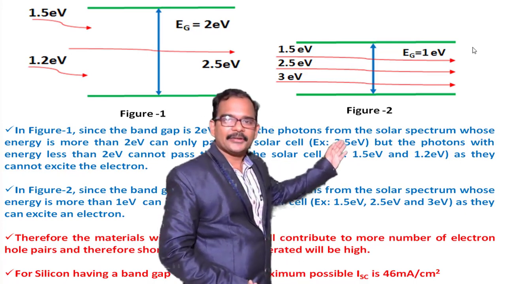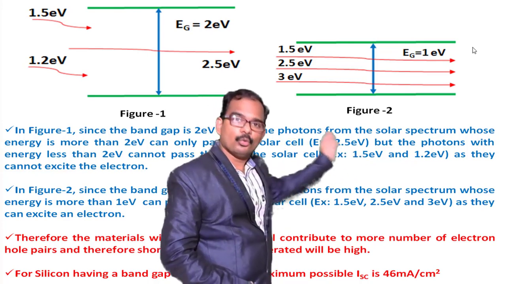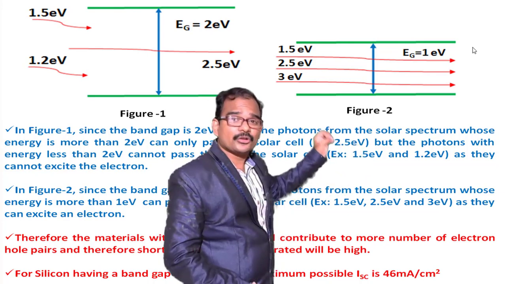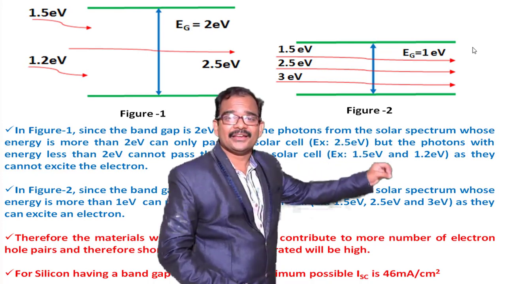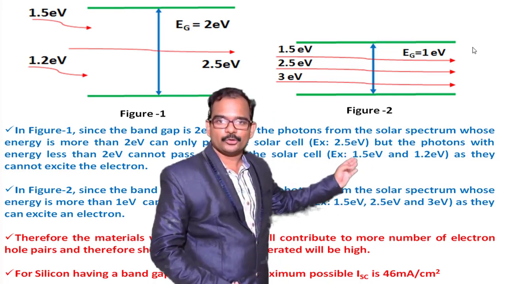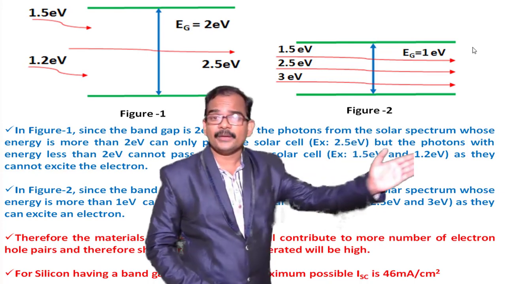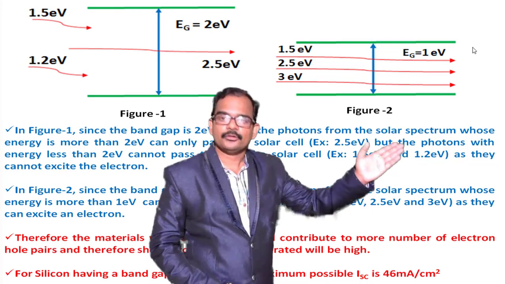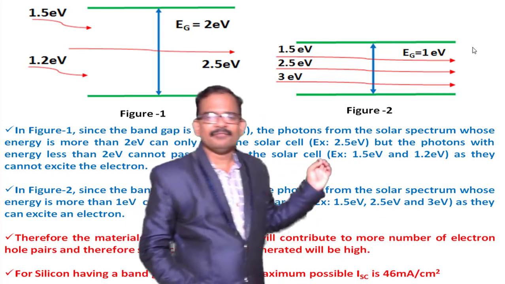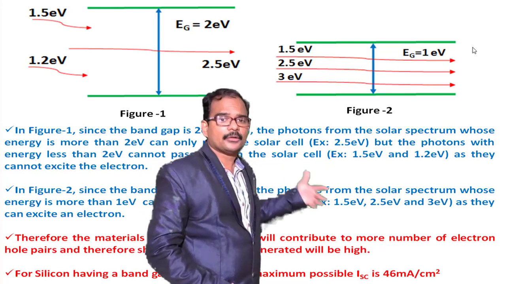In figure 2, the band gap of that material is 1 electron volt, which is less than the band gap of the material in figure 1. And now what happens? Because the band gap is 1 electron volt, all the photons which were not absorbed by the material in figure 1 can now be absorbed by the material in figure 2. Photons of 1.5 electron volts, 1.2, 2.5, even 3 electron volts or more can excite electrons in the material in figure 2 because of its smaller band gap. Therefore, the material with less band gap will contribute to more electron hole pairs.